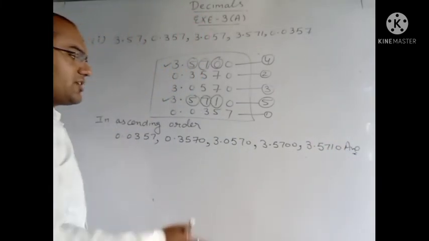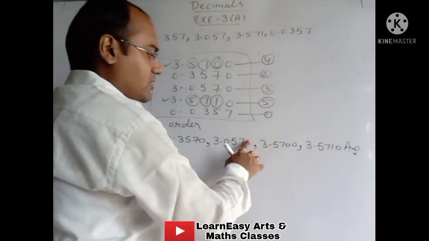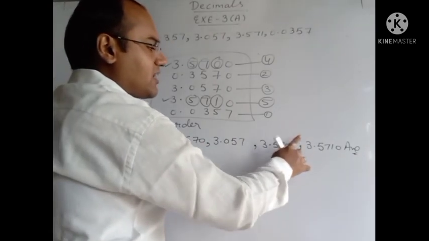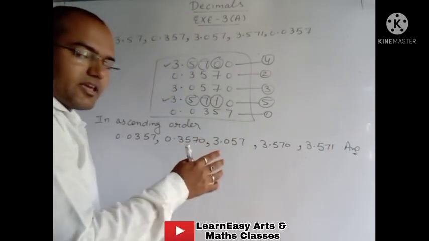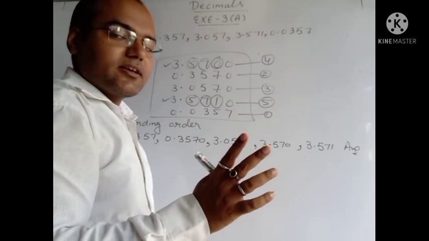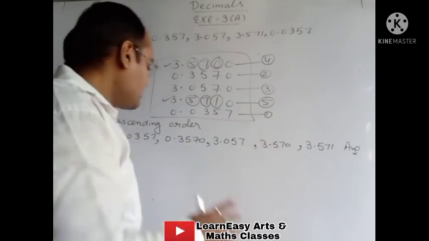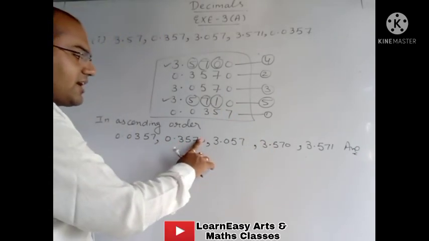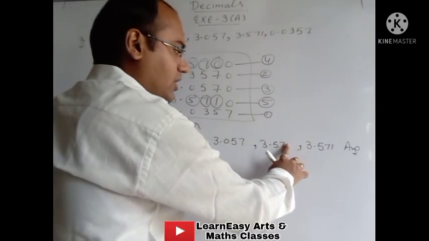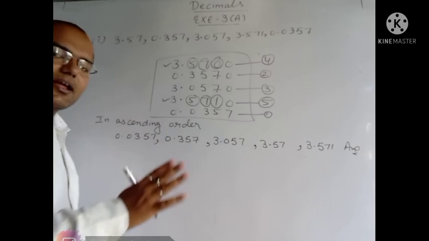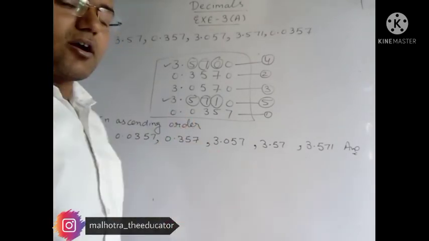In the answer sheet, these last zeros will not be there. Why will these zeros not be there? Because after the point, if 0 is coming at the end, then that 0 does not have any value. So it is your choice whether at the end we write 0 or not. It is not compulsory to write these 0. So this is your final answer of this question number 3rd, first part.